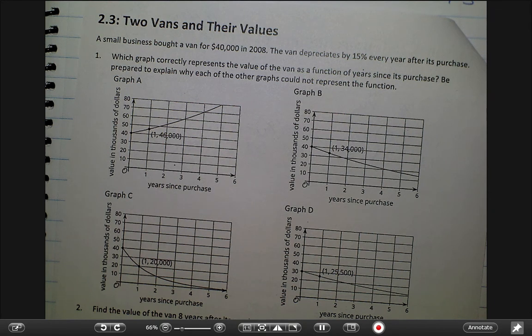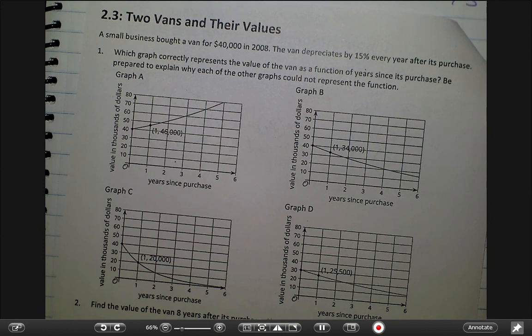Because I picked on Gashom earlier. Because I think you know what depreciate means. No? Desiree, can you help her out? Okay.